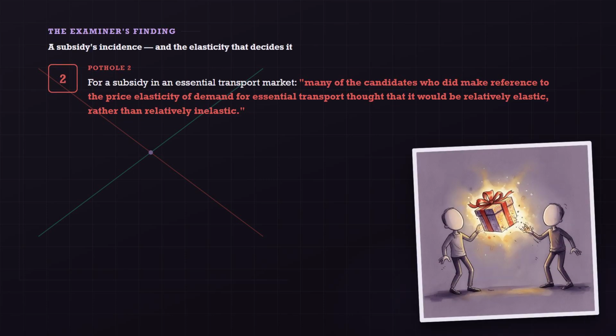Here's a second finding, using the exact term the syllabus itself uses: incidence. Candidates were required to explain the effect and incidence of a subsidy in a market for essential transport. Many of the candidates who did make reference to the price elasticity of demand for essential transport thought that it would be relatively elastic rather than relatively inelastic.